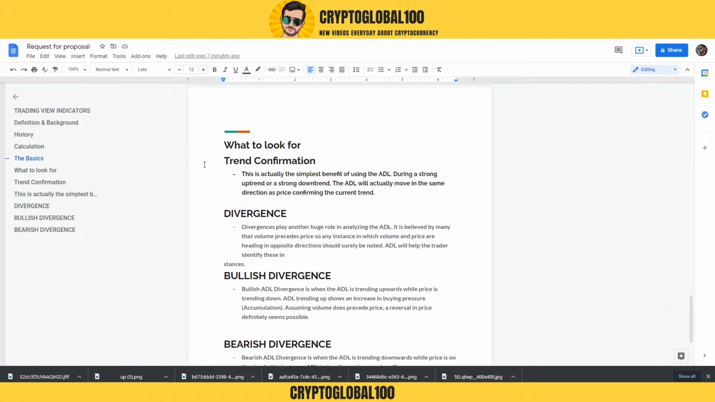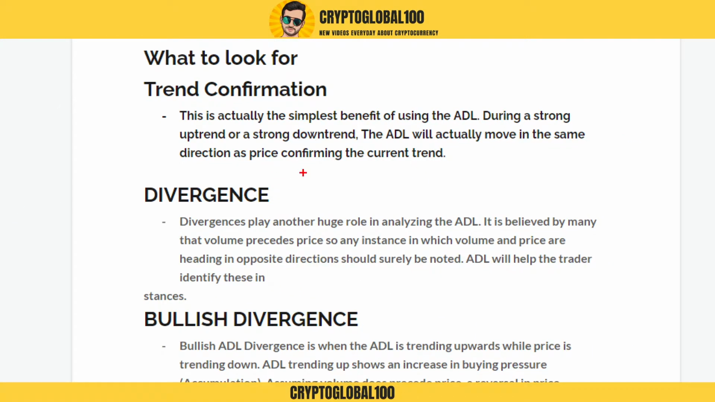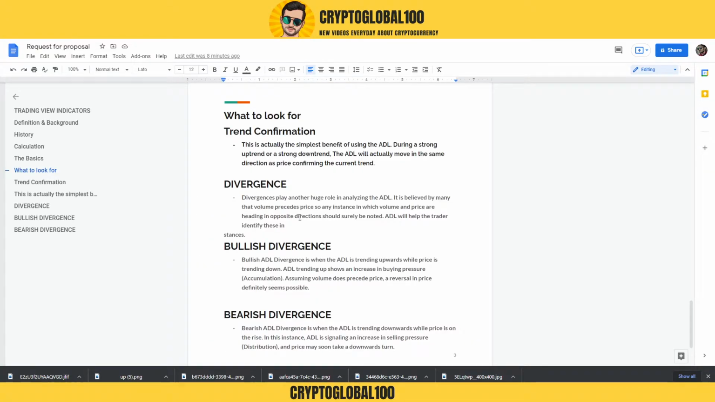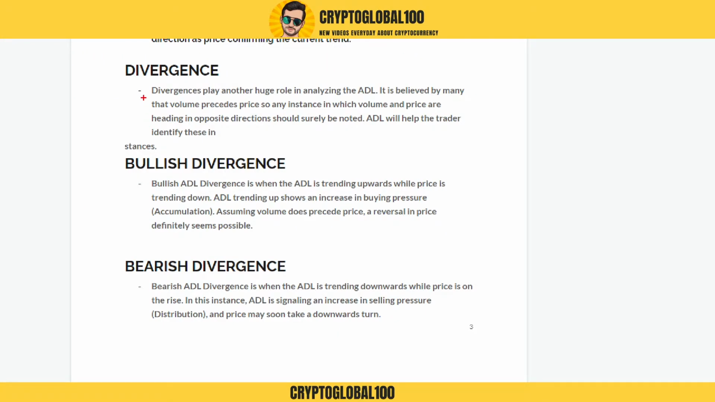So basically, what we would be looking for, this is the perfect example, the perfect definitions here. Trend: this is actually the simplest benefit of using the ADL. During a strong uptrend or strong downtrend, the ADL will move in the same direction as the price, confirming the current trend. So it confirms the trend, but what we have to look for are the divergences. Divergences play another huge role in analyzing the ADL.